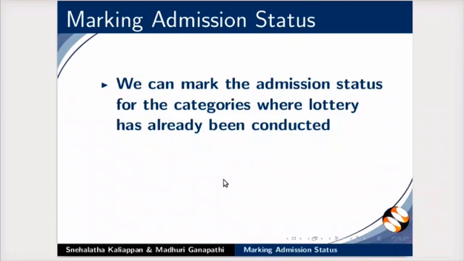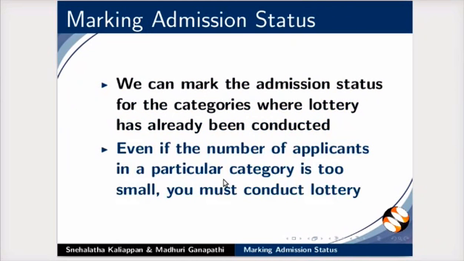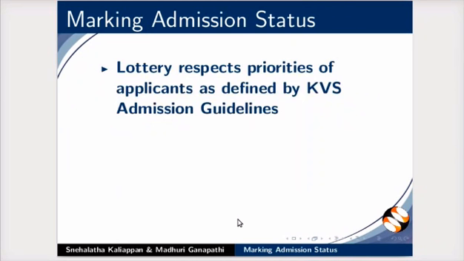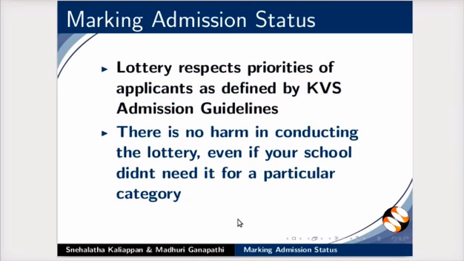We can mark the admission status for the categories where lottery has been conducted. Even if the number of applicants in a particular category for your school is too small to warrant a lottery, you must conduct the lottery for this category before marking the admission status. Remember that the lottery respects priorities of applicants as defined by KVS admission guidelines. So, there is no harm in conducting the lottery even if your school didn't need it for a particular category.